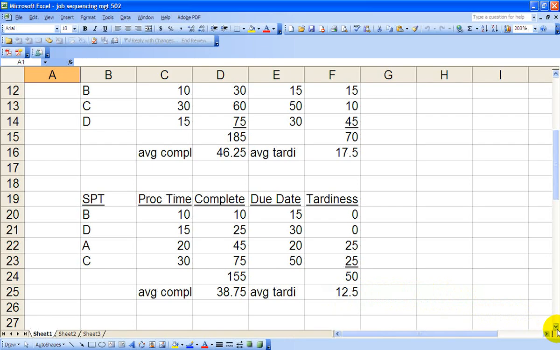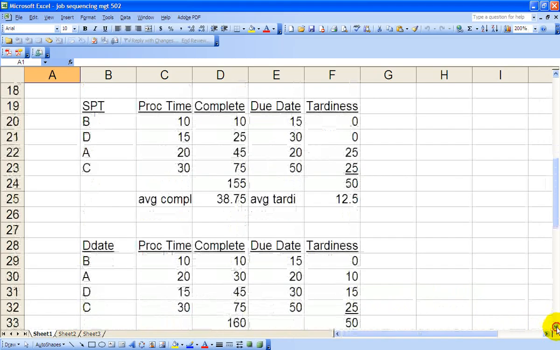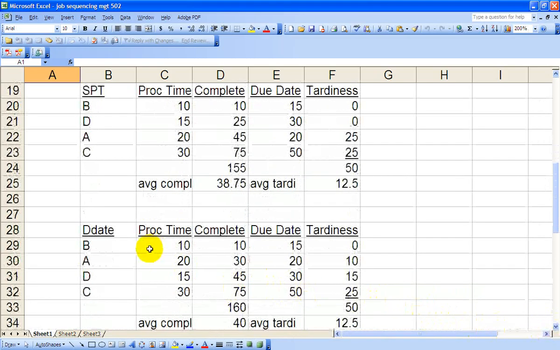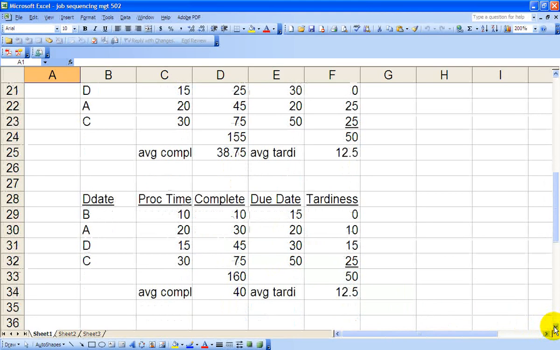The next rule is earliest due date. So we complete job B first, then A, then D, and then C, based on the order of these due dates, 15, 20, 30, and 50, from small to large. Again, we calculate our completion times and our tardiness in a similar manner. Notice that the average completion time is 40 and the average tardiness is 12.5. So far, shortest processing time is best. It has a lower average completion time. Average tardiness is the same as in earliest due date.